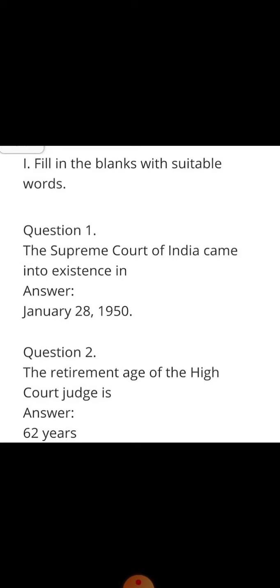Well children, first we will go along with the existence and establishment of the Supreme Court. Well, the question is like this. The Supreme Court of India came into existence on which date? The correct answer is January 28, 1950. Okay, this is the correct answer. Well, next, the retirement age of the High Court judge. What is the retirement age of the High Court judge? That is 62 years. If a High Court judge attains 62 years of age, then there will be a retirement.